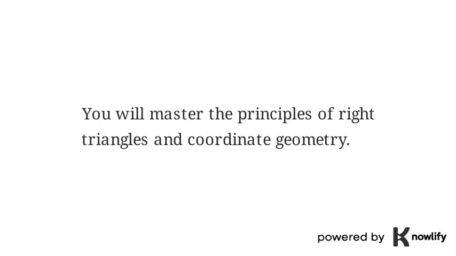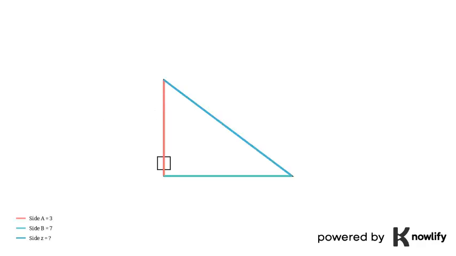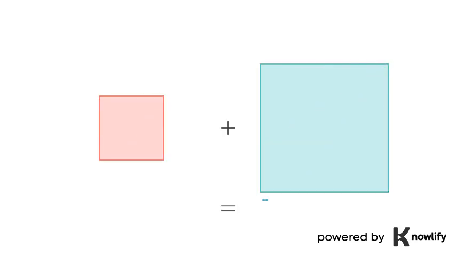coordinate geometry. Here's our triangle, with its right angle clearly marked. We're given two sides, and our goal is to find the length of the third side, z. The key to unlocking this puzzle lies in the Pythagorean theorem.